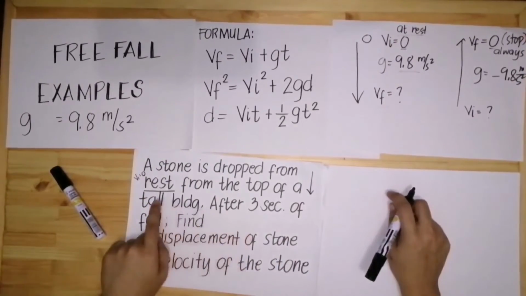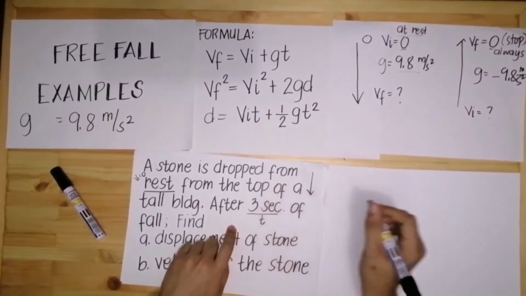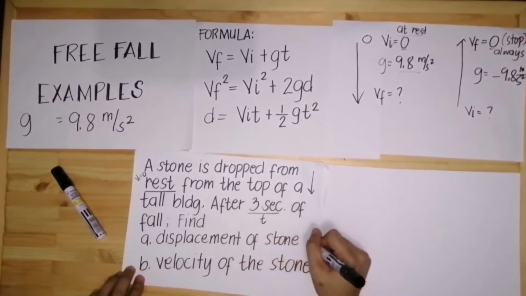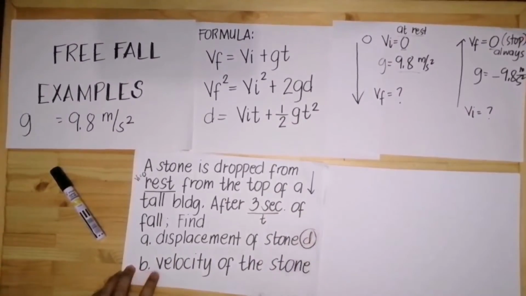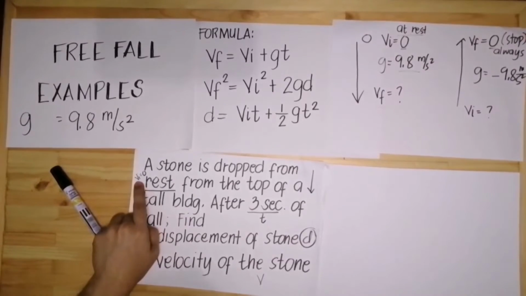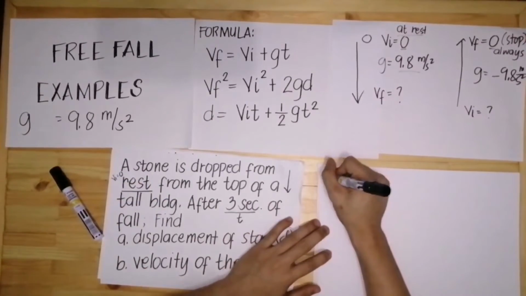Okay? Next, after 3 seconds, so this is the time of fall, find the displacement. We need to find D. Then we also have to find the velocity. What kind of velocity? Is that initial or final? Since we have already here the VI, we are looking now for the final velocity. So, lagyan natin dito yung given.